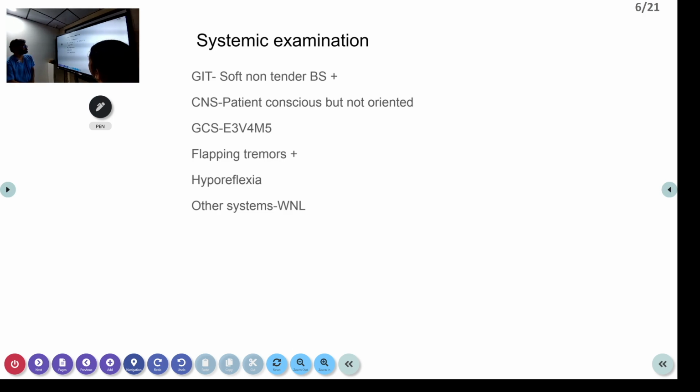So in the GIT, what should we check? We have a probable hepatic encephalopathy patient. We can check for ascites, any shifting dullness or fluid thrill as such. If ascites is there, what should we suspect? We can suspect SBP as well. SBP might be the precipitating cause of hepatic encephalopathy. Okay.